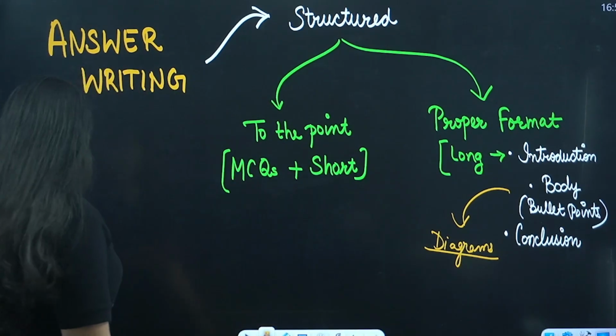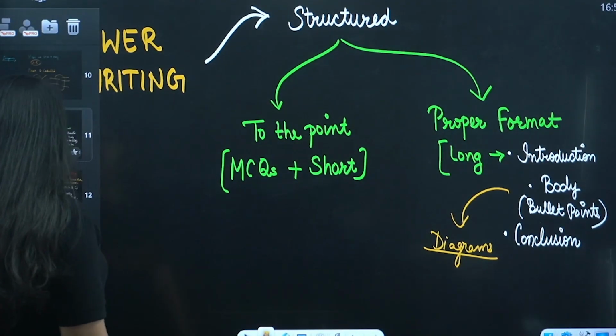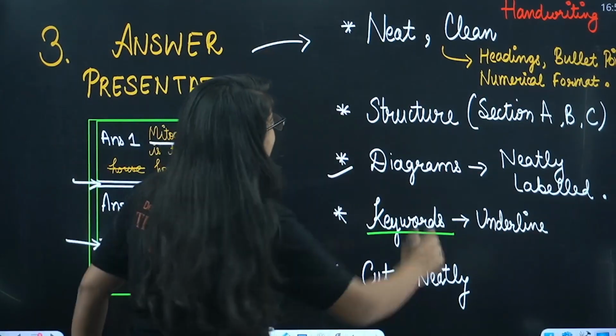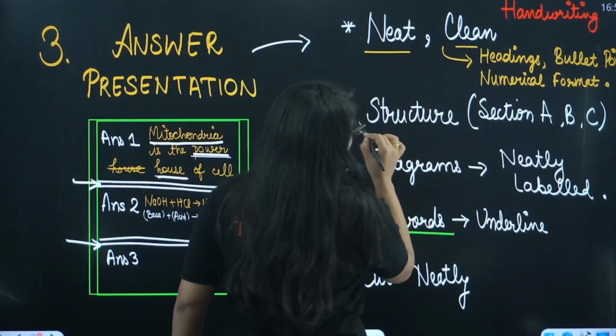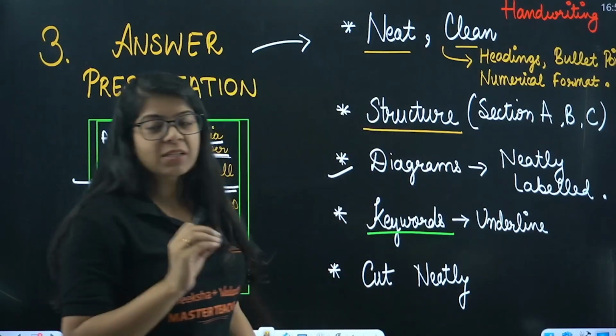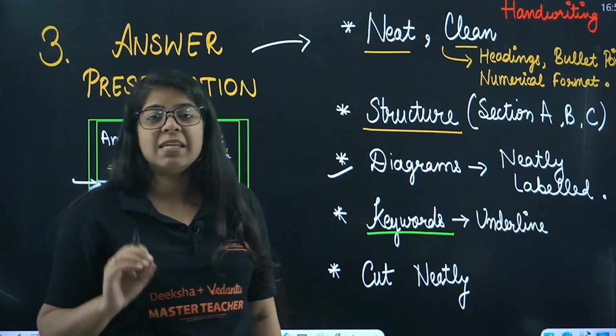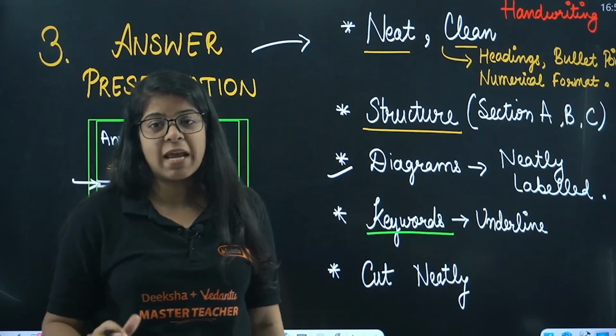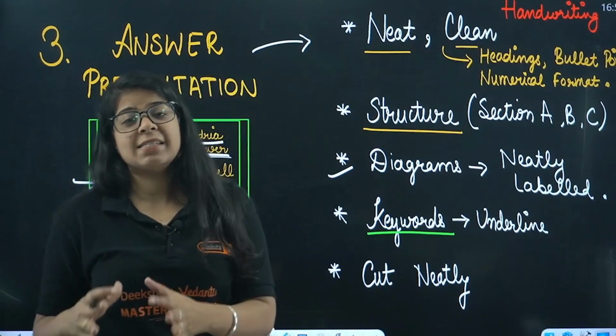Okay, and beta, finally we have some final tips for answer presentation, and that is the way you write. Okay, first it should be neat and clean. Now you have a structure in your board examinations. You have a section A and B and C. You cannot do A question in B section, B question in C section, right? So practice that in this exam as well.